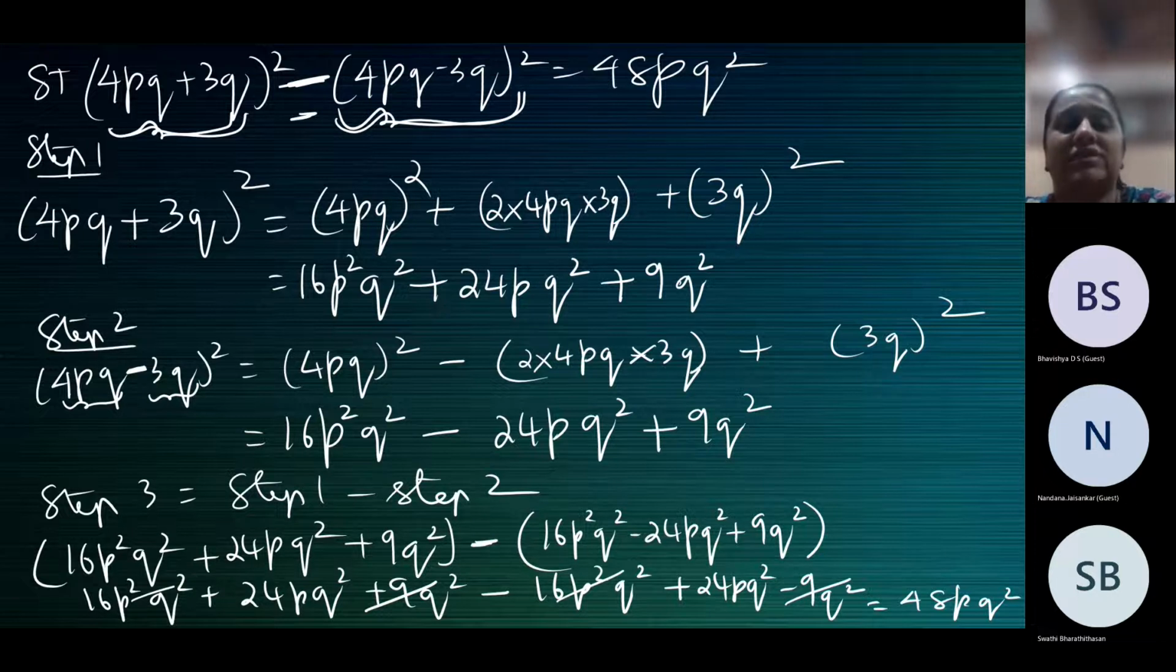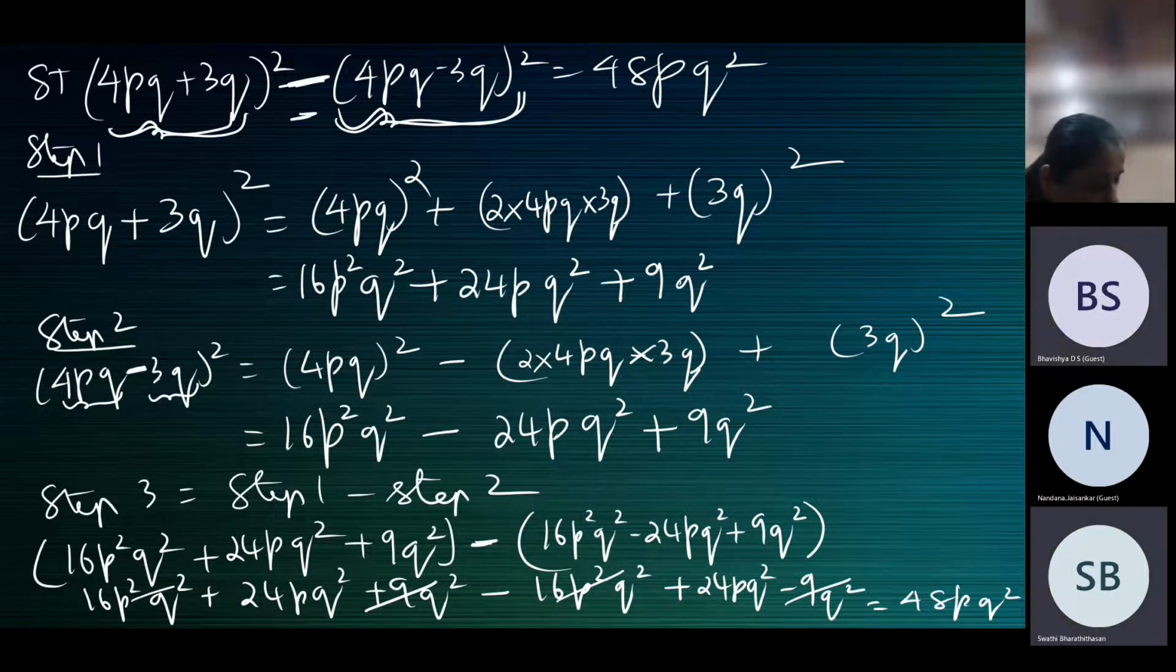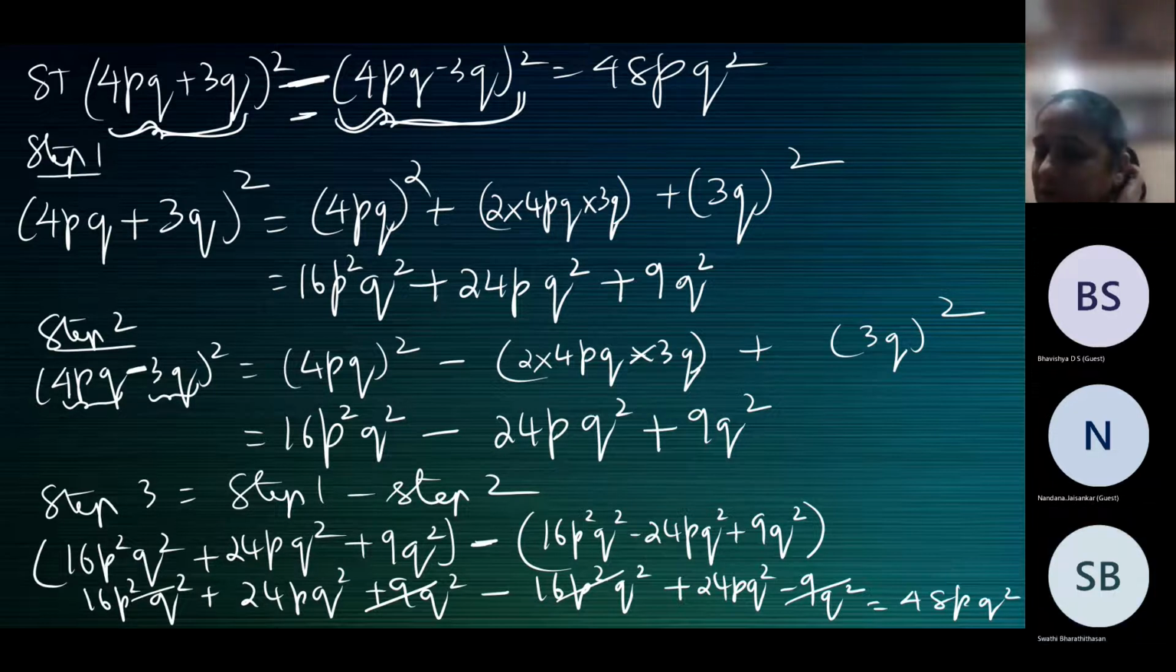So we take up the left-hand side and we work that, and you should get 48 PQ square as the answer. That means you have shown that this equation is true. So we work it in steps like this. Step 1, step 2, and step 3 will be the first answer minus the second answer. Am I clear, children? Yes, ma'am. Yeah, please write down. I'll tell you another method after this. Please write down, children.